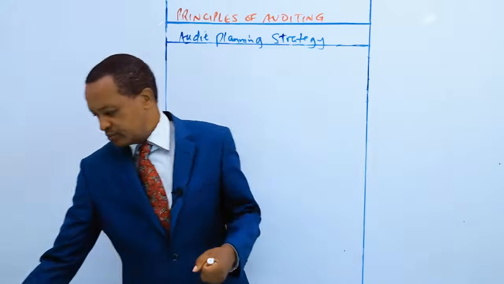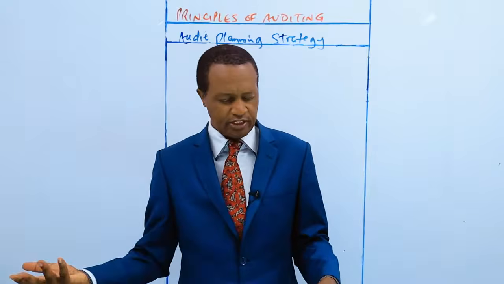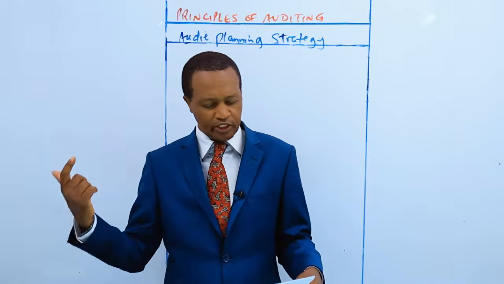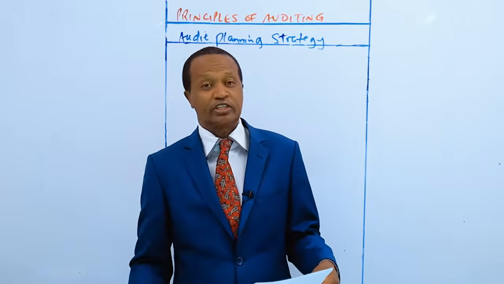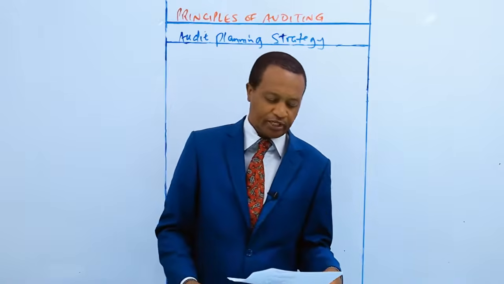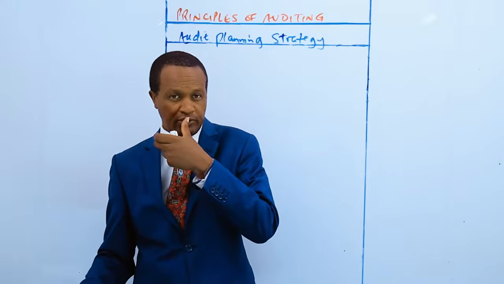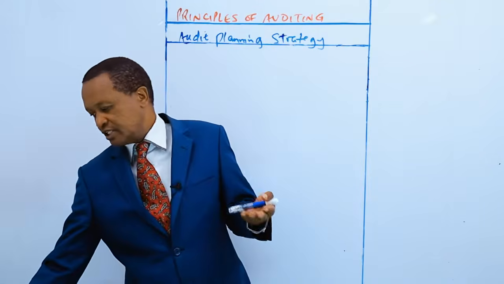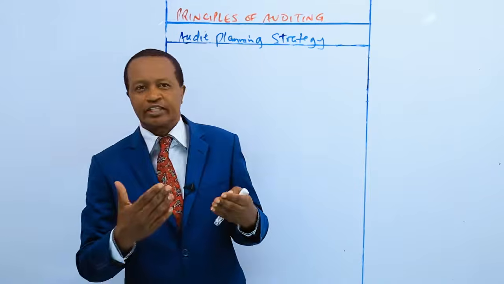Now, in studying audit planning strategy, we are required to highlight 3 areas. That is the knowledge of the client's business, the degree of reliance on internal controls, and nature, timing, and extent of the work to be performed. But first of all, what is an audit planning strategy?